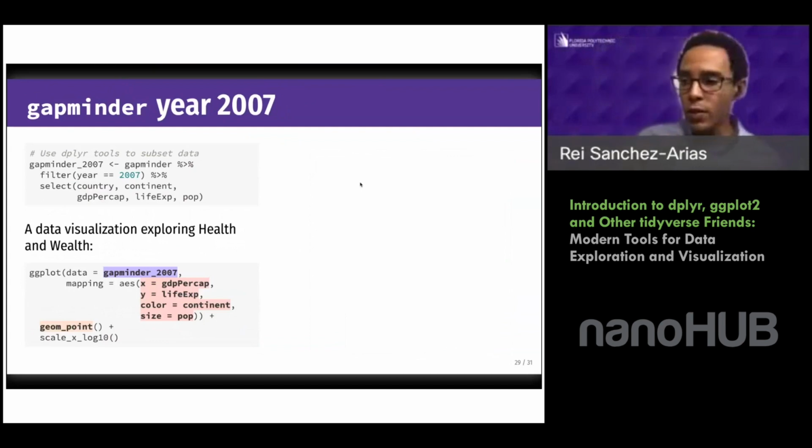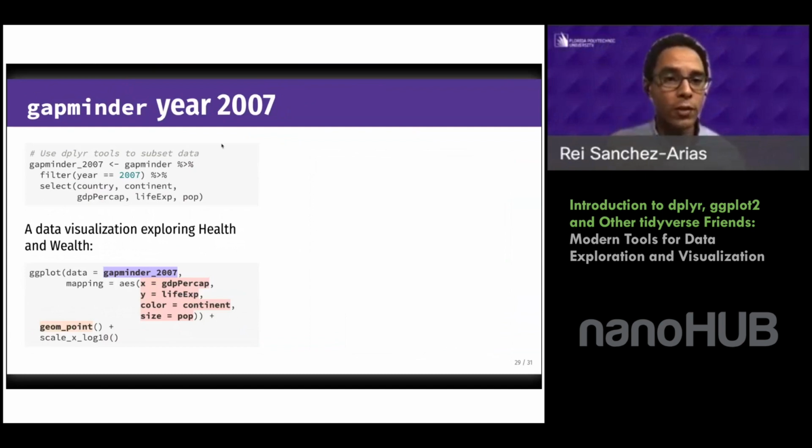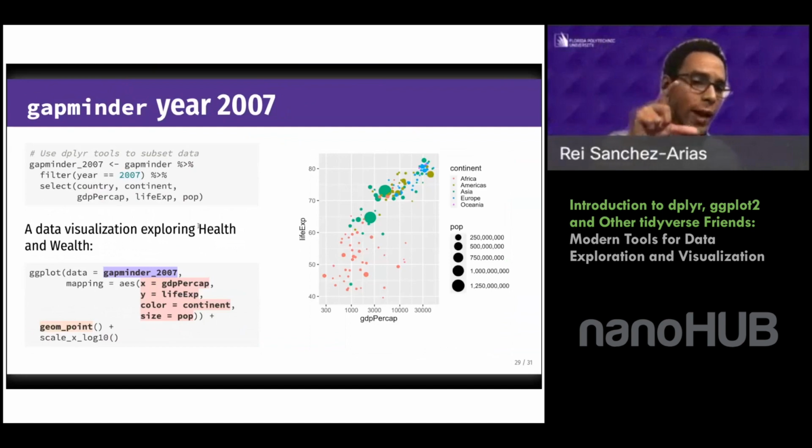So let me take a smaller data set. It's called Gapminder 2007. I'm going to use a combination of two things, Dplyr to filter data only for 2007, and I'm going to select certain columns that I'm interested in: the continent, the GDP per capita, life expectancy, and the population. And I'm going to create this plot. This plot now has, on the y-axis, everything almost the same, but we use a logarithmic scale.